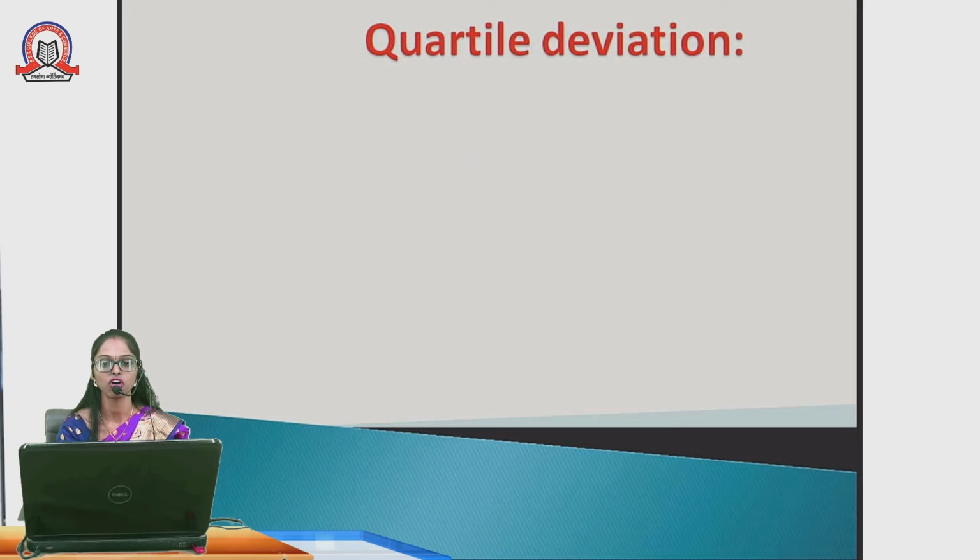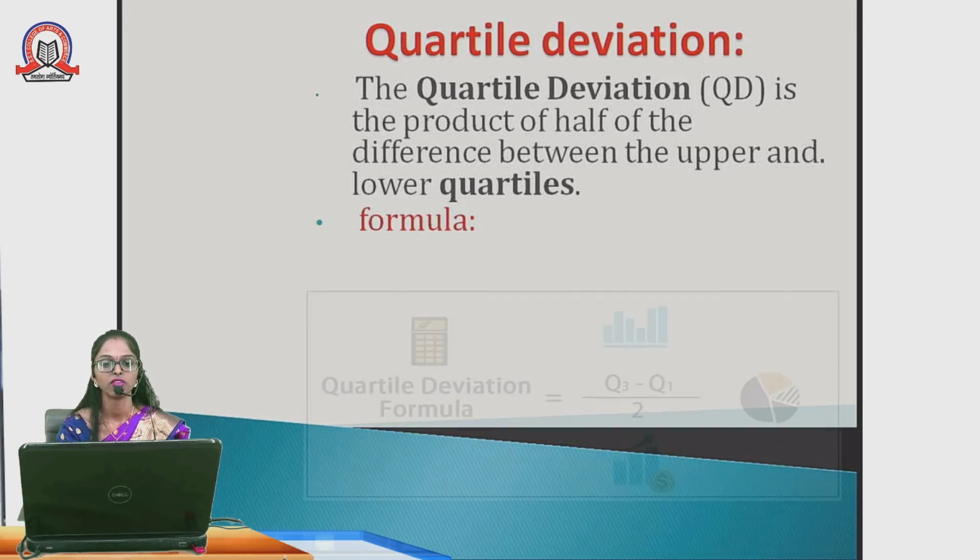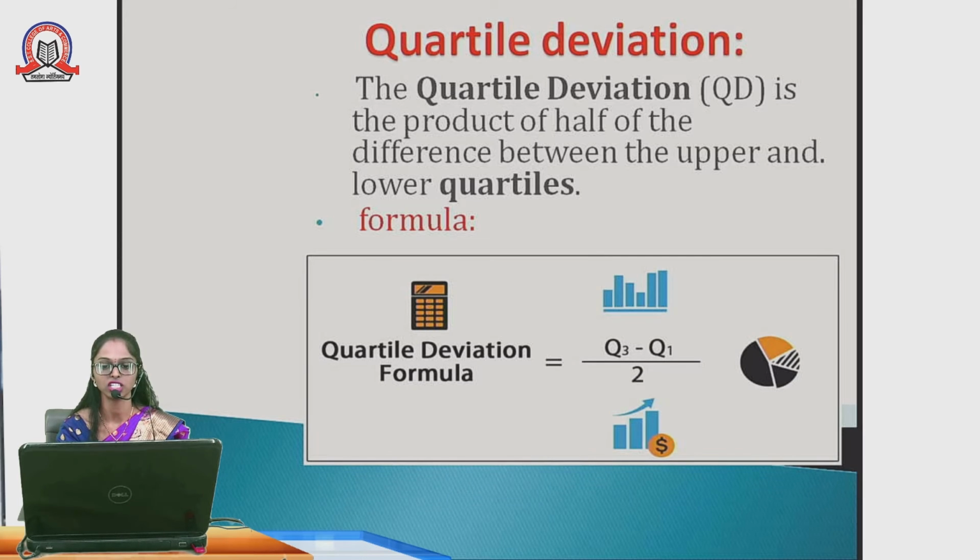Now we see quartile deviation. Quartile deviation is half of the difference between the upper and the lower quartile. That is, formula to find the quartile deviation is Q3 minus Q1 divided by 2. Q3 is the upper quartile of the data, Q1 is the lower quartile of the data, divided by 2. Means quartile deviation only indicates the middle value of the data, that is starting from Q1 and ending at Q3. It indicates only the central part.